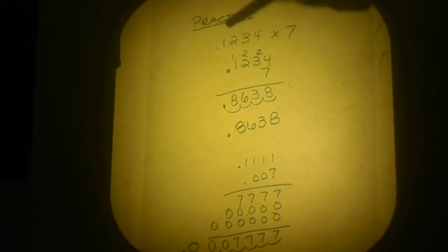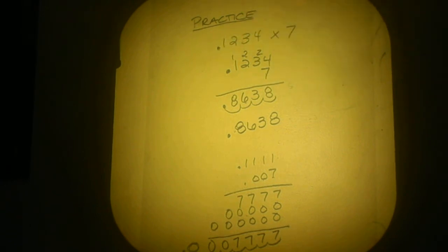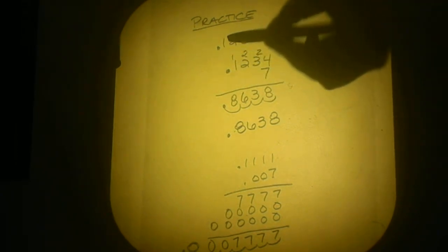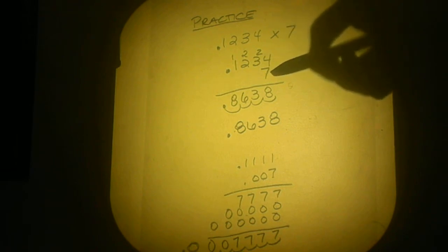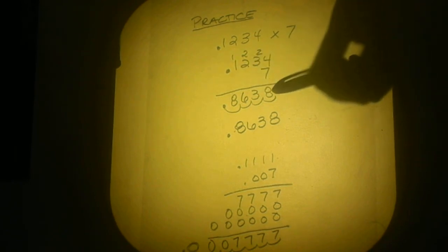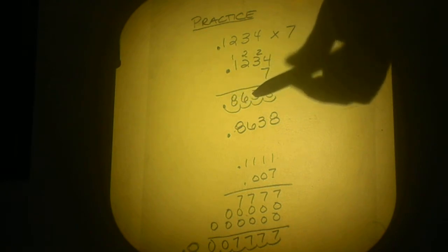I gave you a practice problem of point. I don't know if you can see that point very well, but there's a decimal here. I want to make sure you can see that. 0.1234 times the number 7. Now notice there's no decimal in the 7, but it doesn't matter because I tell you to ignore the decimal when you do the multiplication problem. You're going to do the multiplication just ignoring the decimal. So after I multiply this out, the 7 times all of this, I get 8638.